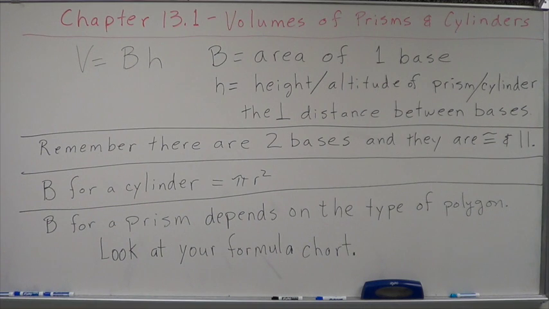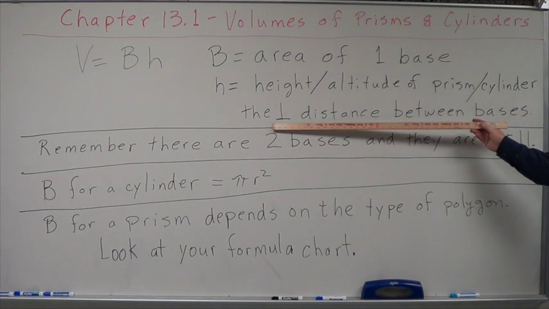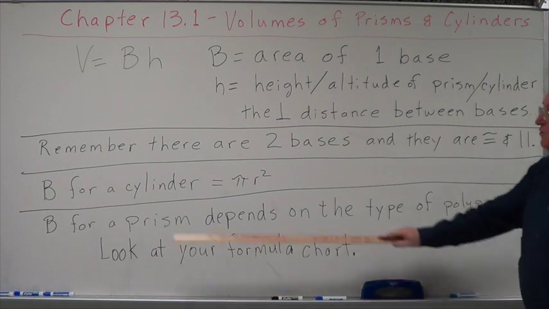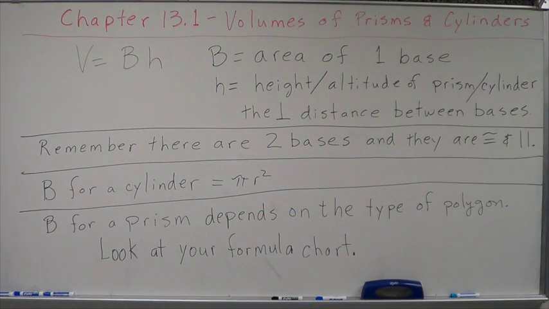Prisms and cylinders are all defined the same. You got two bases and you got a height. Height is the perpendicular distance between the bases. Remember, there are two bases and they are congruent and parallel. So look for two sides. Okay? Cylinder is pretty easy. They're circles. Prisms, sometimes hard. Look for two sides that are congruent and parallel.